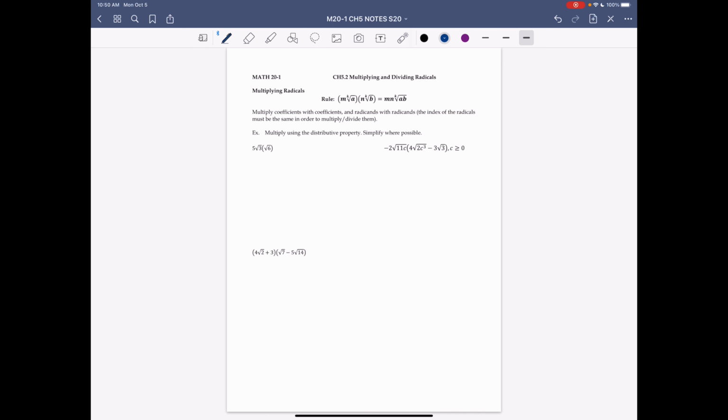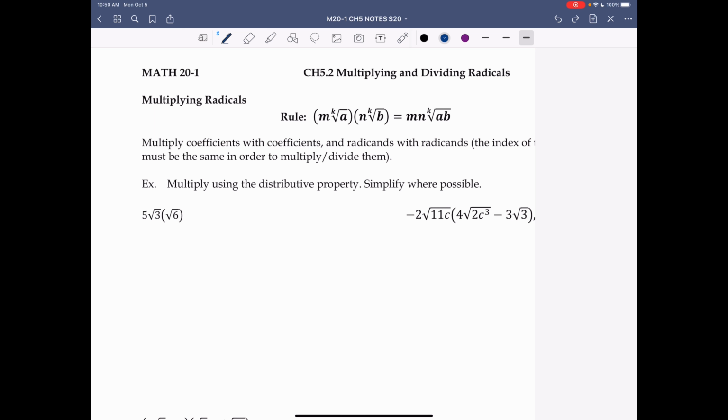Chapter 5.2, Multiplying and Dividing Radicals. When multiplying radicals, we multiply the coefficients with the coefficients and the radicands with the radicands. The index of the radicals must be the same in order to multiply or divide them. Example: multiply using the distributive property, simplify where possible.